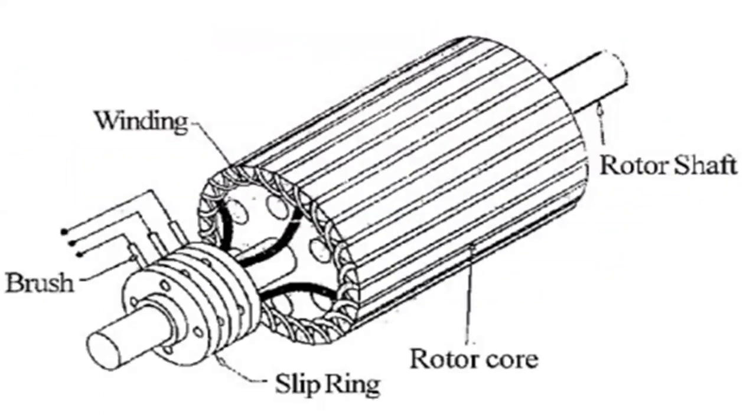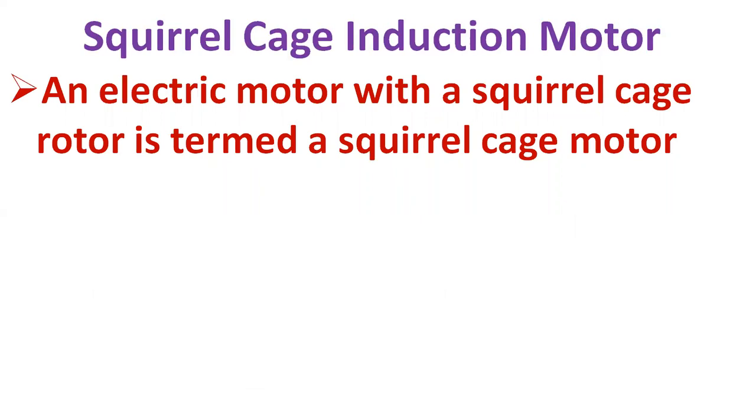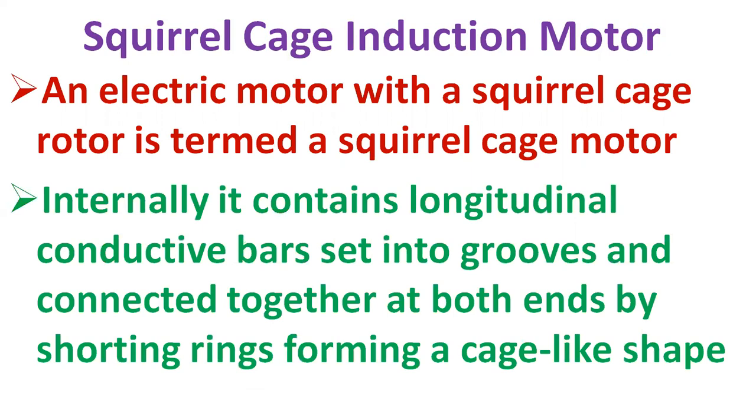The squirrel cage rotor is the rotating part used in the most common form of AC induction motors. An electric motor with a squirrel cage rotor is termed a squirrel cage motor. By far, this type of motor has the largest population in industry. In overall shape, it is a cylinder mounted on a shaft. Internally, it contains longitudinal conductive bars, usually made of aluminum or copper, set into grooves and connected together at both ends by shorting rings, forming a cage-like shape. The name is derived from the similarity between these rings and bars winding and a squirrel cage.